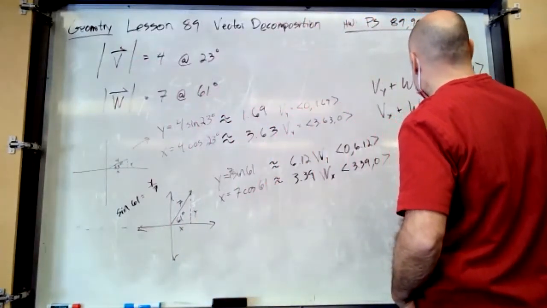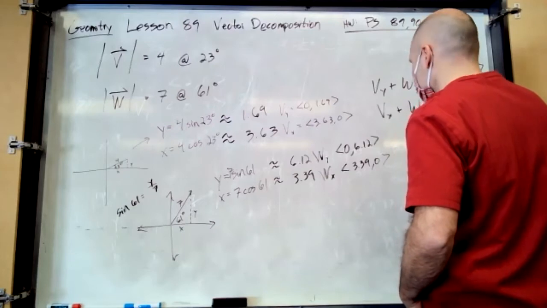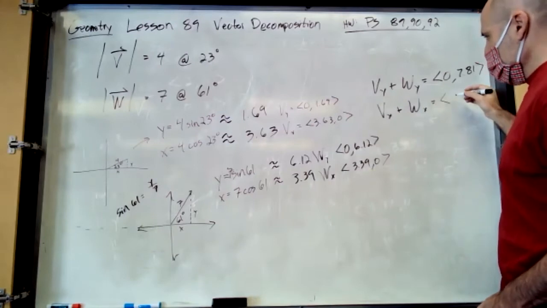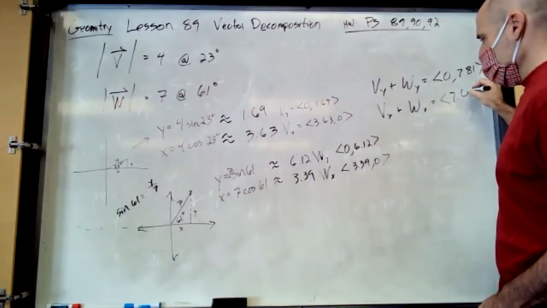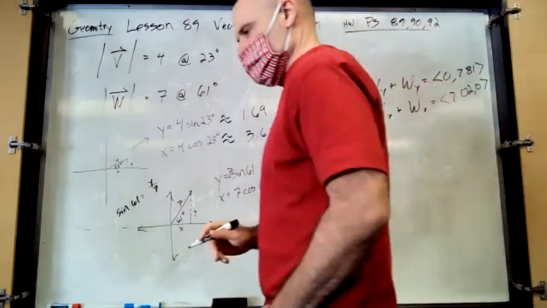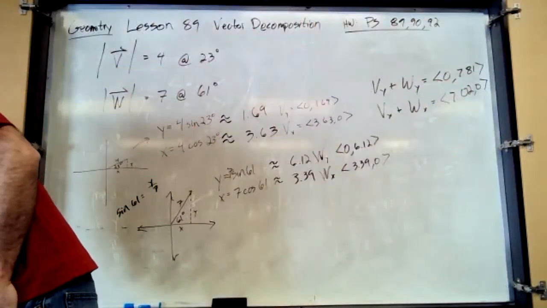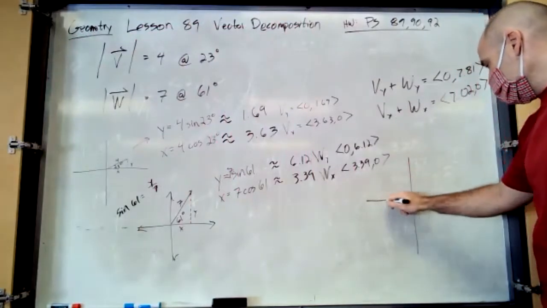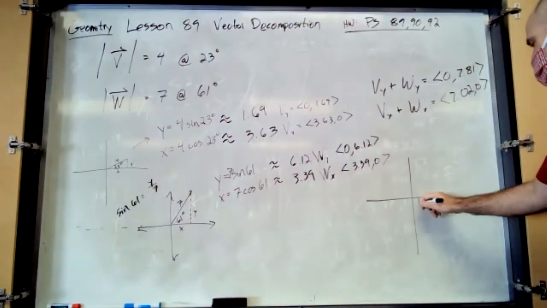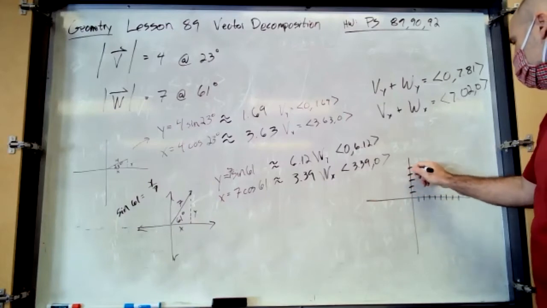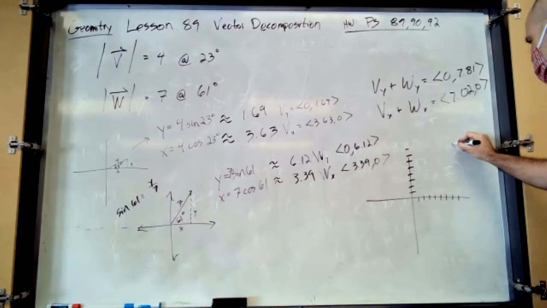Okay, so now I'm going to do the x vectors, and that's just 3.63 plus 3.39. So that is going to give me 7.02, 0. Okay, so now what do we got? If I were to draw this vector, it would be over 7 and then up almost 8. So it looks like this.